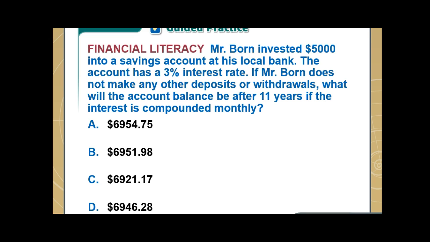So let's go ahead and look at a couple examples for you to try on your own. And I said a couple examples, but really I just have one here. And this time it's Mr. Bourne investing $5,000 into a savings account at his bank. Go ahead and see if you can use that formula to figure out how much he would acquire after 11 years if that interest is compounded monthly.